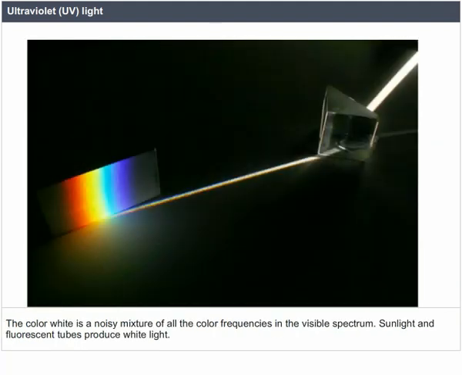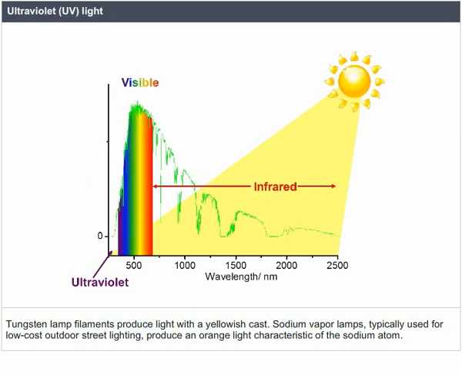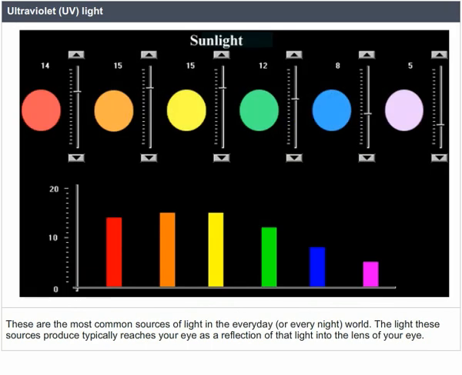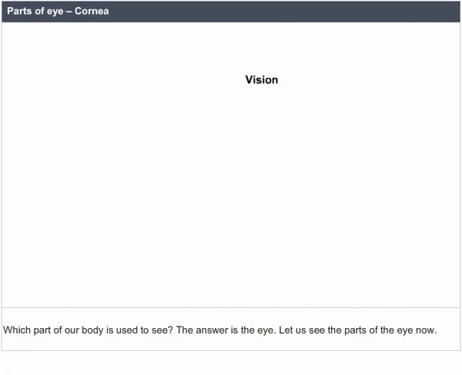The color white is a noisy mixture of all the color frequencies in the visible spectrum. Sunlight and fluorescent tubes produce white light. Tungsten lamp filaments produce light with yellowish cast. Sodium vapor lamps, typically used for low-cost outdoor street lighting, produce an orange light characteristic of the sodium atom. These are the most common sources of light in the everyday or every night world. The light these sources produce typically reaches your eye as a reflection of that light into the lens of your eye. Which part of our body is used to see?